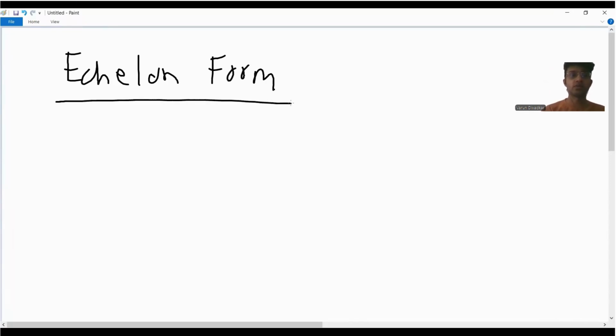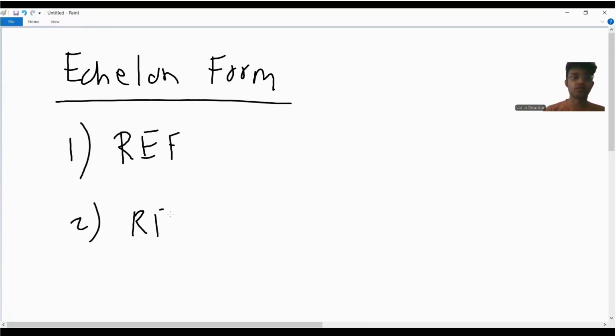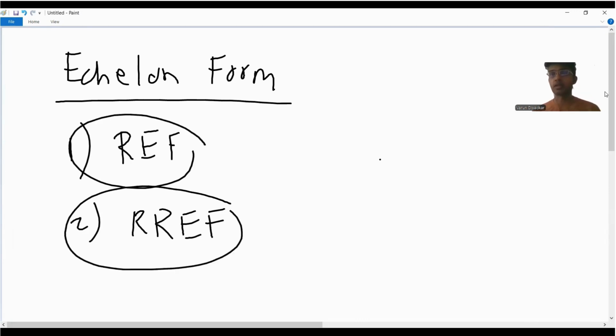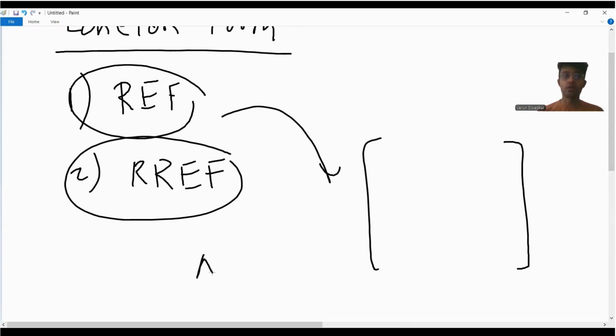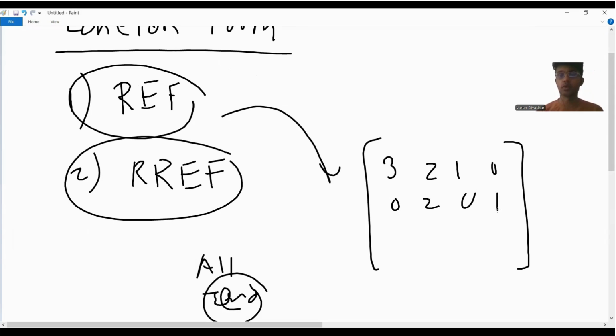is divided into two types, right? The first one is a row echelon form. The second one is a reduced row echelon form, right? So what's the difference between these two fundamentally? Row echelon form is the one where if you have all 0 rows in a matrix, right? Let's say like 3, 2, 1, 0, 0, 2, 0, 1, and then 0, 0, 0, 0.